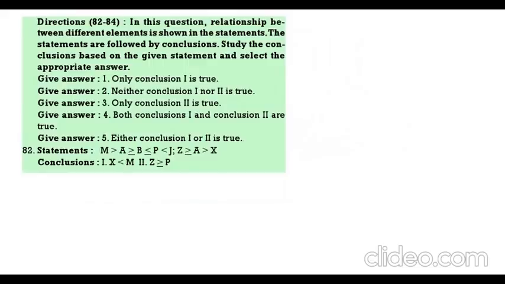Here greater than, lesser than, you have to determine the relation between the given alphabets, then answer the question. M greater than A greater than or equal to B, B less than or equal to P, P less than Z, Z greater than or equal to A greater than X, X less than M. See, M greater than A greater than X. Therefore, M greater than X or X less than M definitely follows.